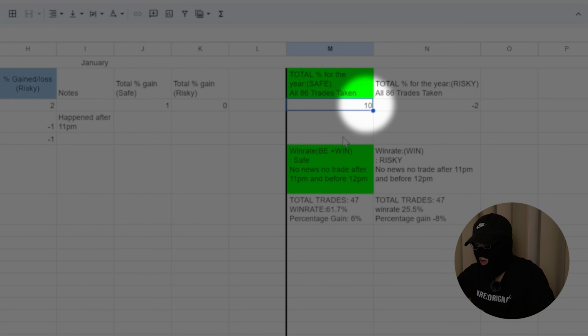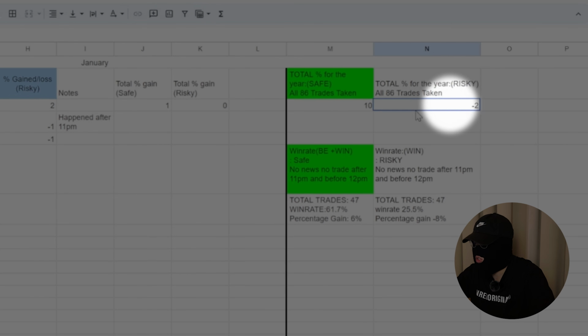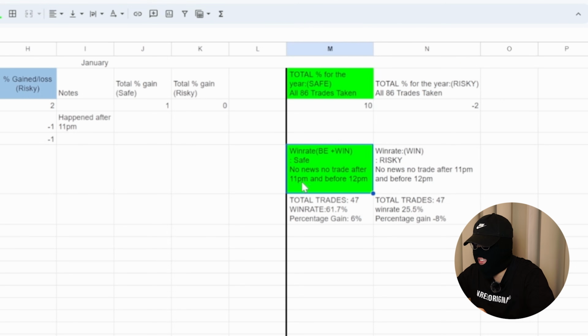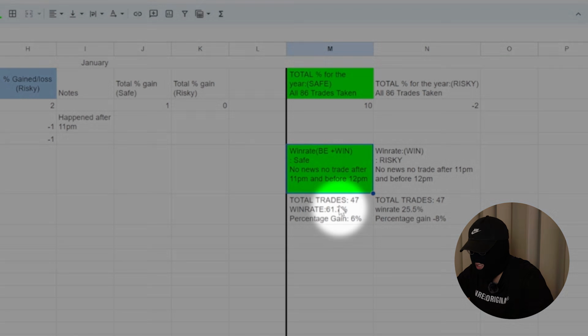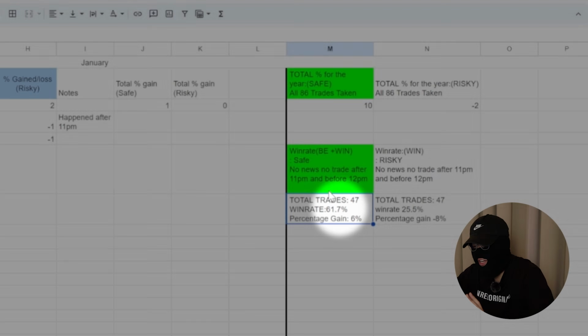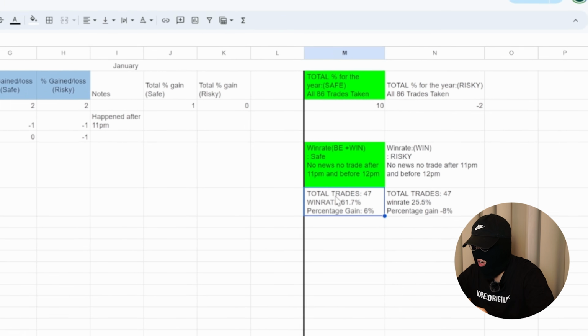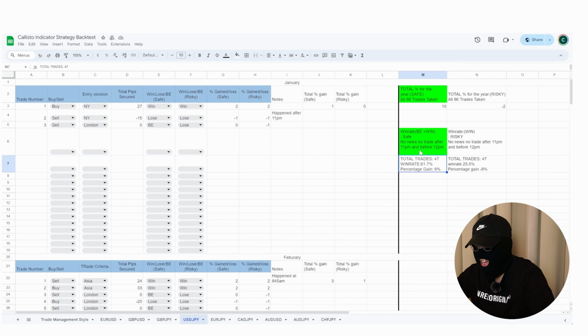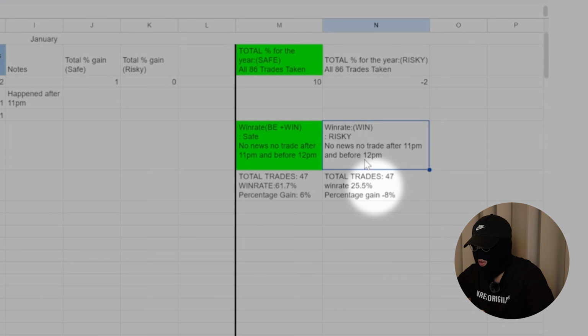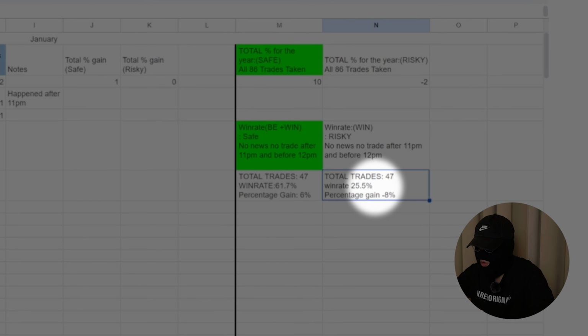On the other hand, for the risky method, I will be down 2%. Looking at stricter metrics, if we don't take news trades and stick to our trading hours of 12 p.m. to 11 p.m. GMT plus 8 using the safe method, I will be up 6% with a 61.7% win rate over 47 trades, which is pretty decent given that this pair is pretty volatile with the JPY interventions that happened last year. However, if I use the risky management style, I'll be down 8% with only a 25.5% win rate.